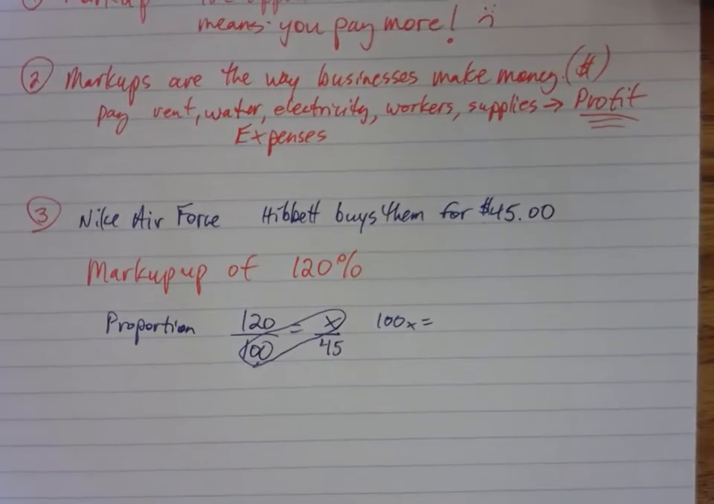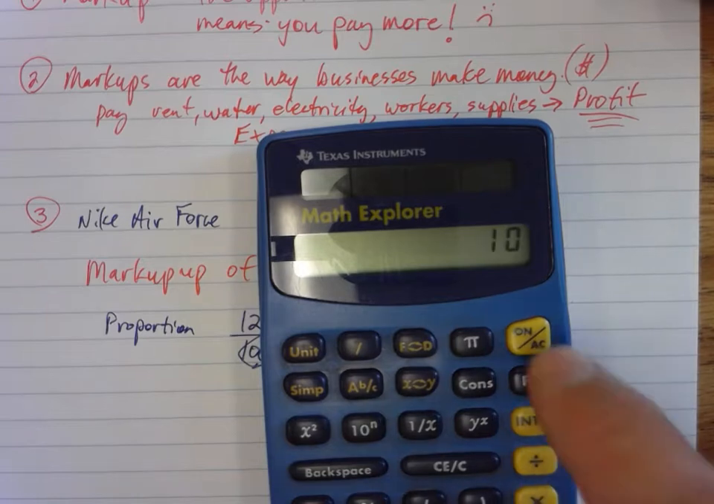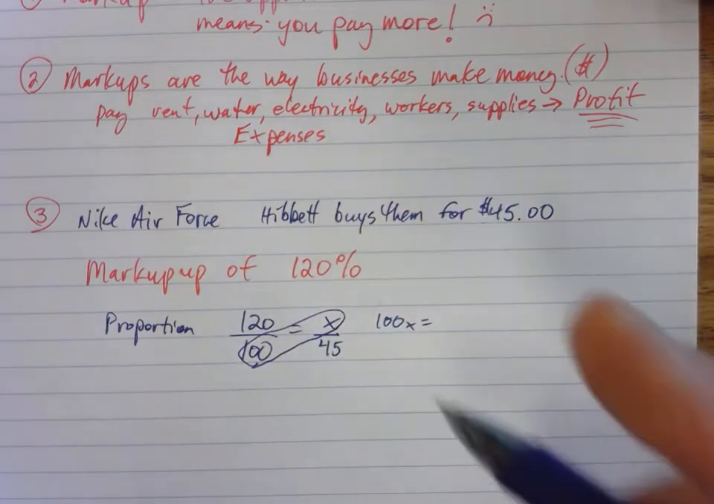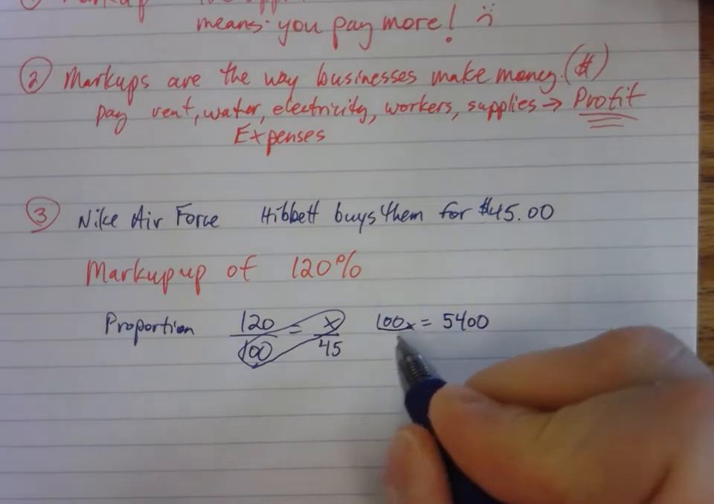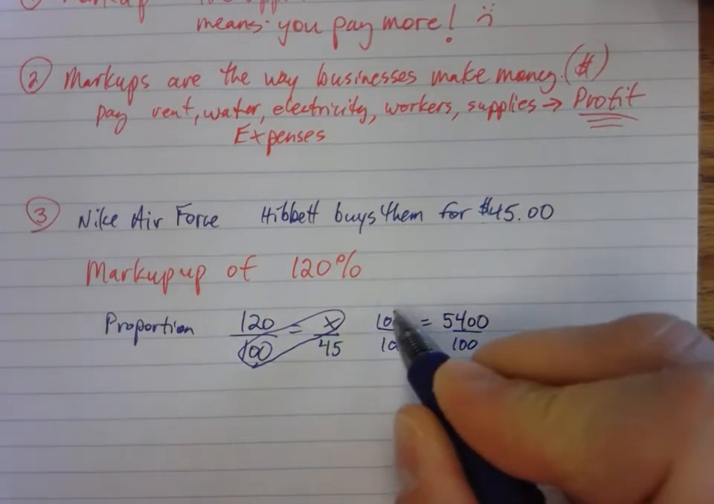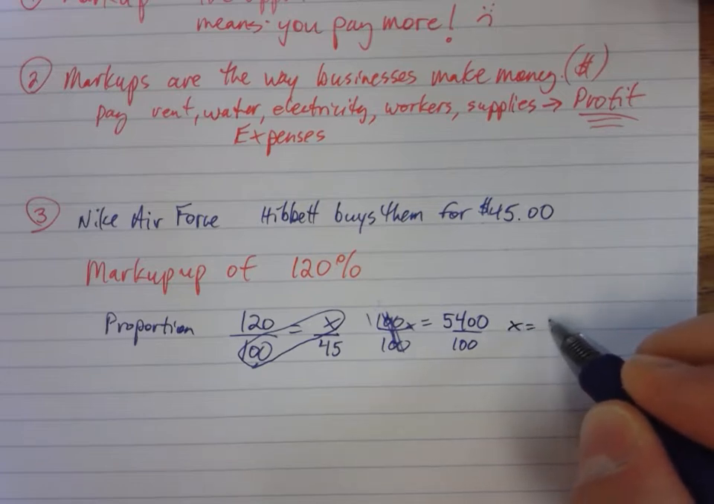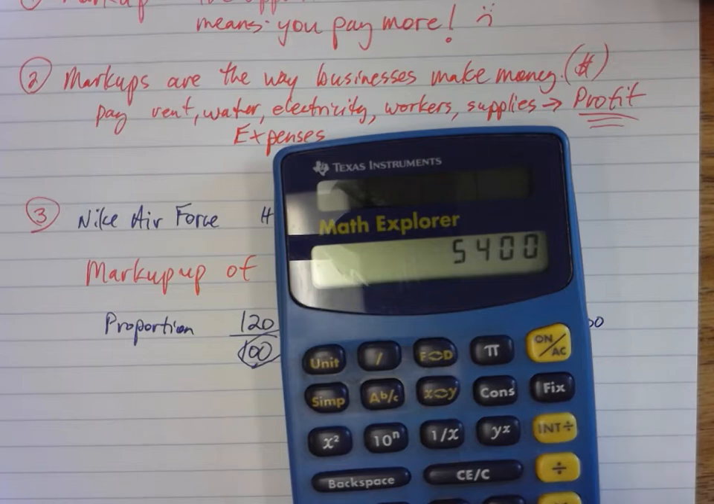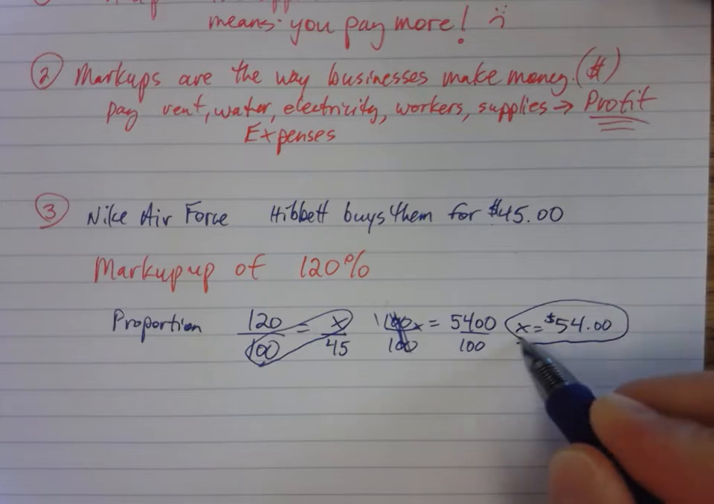If you do it on your little blue calculator, 120 times 45 gives you 5,400. That'll be easy enough, because if you divide 5,400 by 100, you cancel those out. That means your markup is going to be $54. So 54 bucks. That means they are marking up the price. So this is the markup.